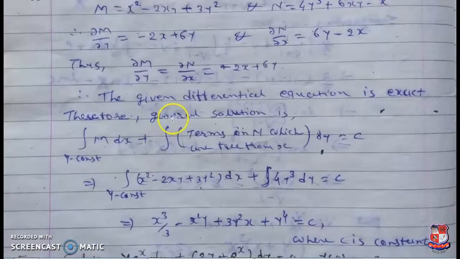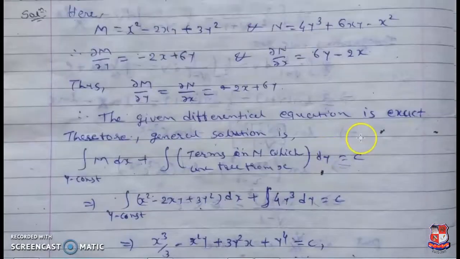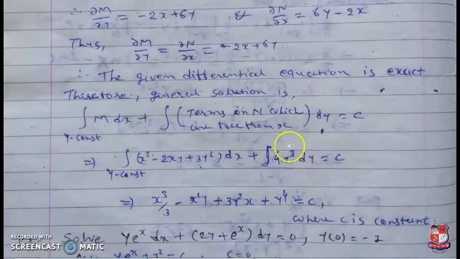Now the solution of given differential equation is integral of M dx when y is constant plus integral of terms in N which are free from x dy is equal to c. Here we write down M, here (x square minus 2xy plus 3y square) dx, and in second term, N which are free from x. Then here there are 3 terms. In two of these terms x is present, and only in this term is only y over here. Therefore we integrate only 4y cube dy is equal to c.